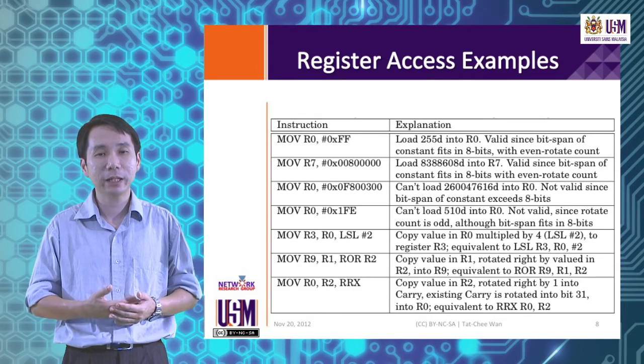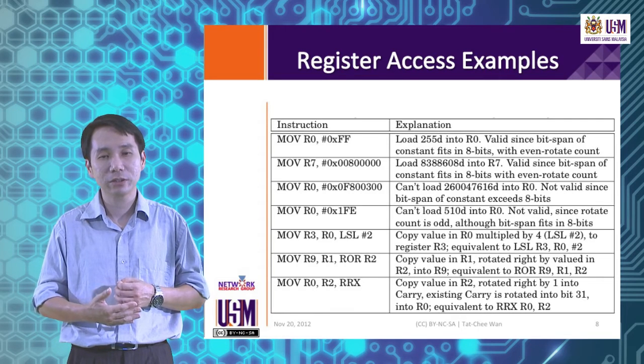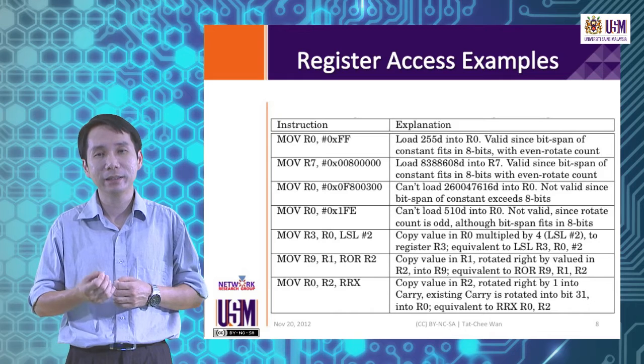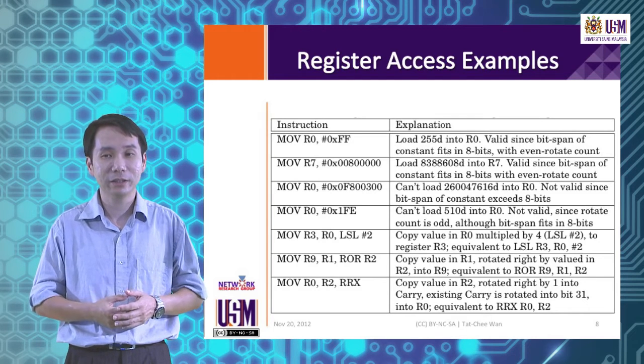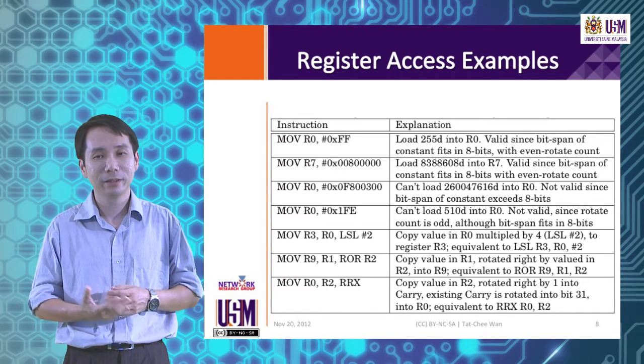Second instruction, MOV R7, 0x00800000, loads the value 8388608 decimal into register R7. This is valid because the bit span of this constant value, again, fits within 8 bits.